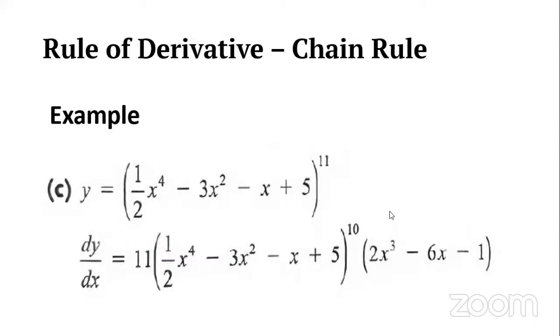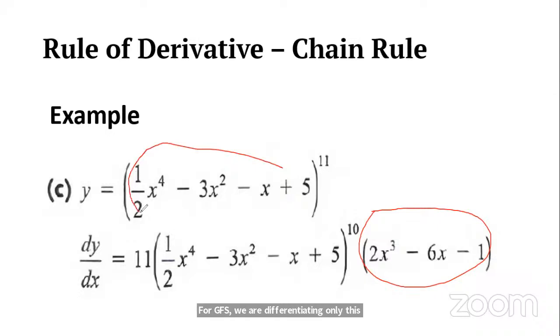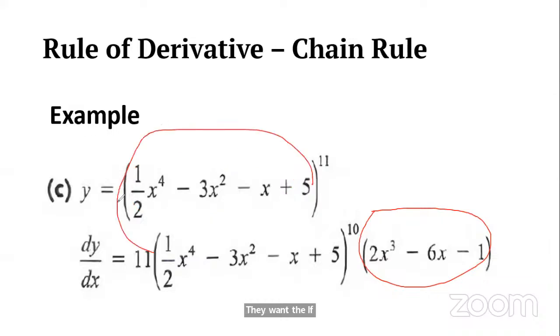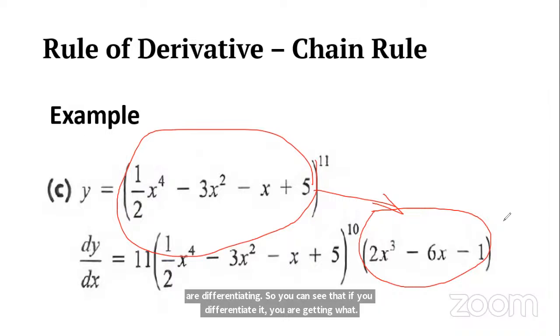You differentiate only this one. For g of x, we are differentiating only this one. The one in the bracket, sorry, the 5/2 is part of it, only this one that we are differentiating. So you can see that if you differentiate it, you are getting what? This function here. Are we all okay?